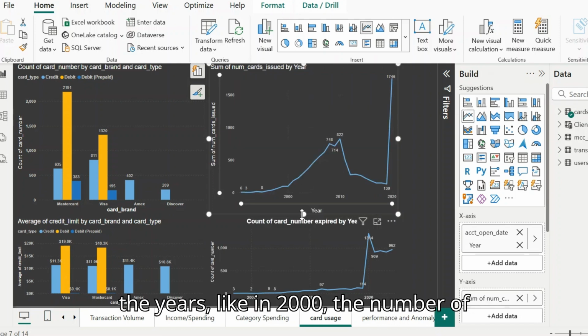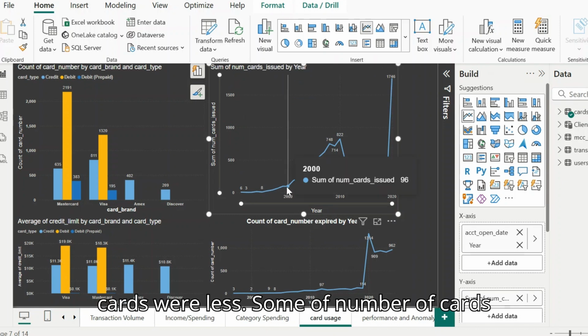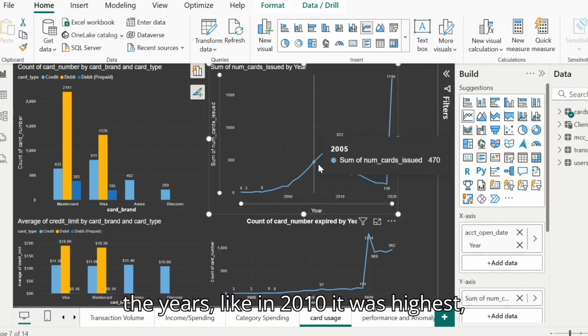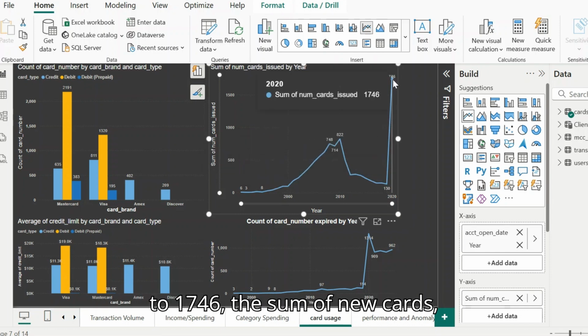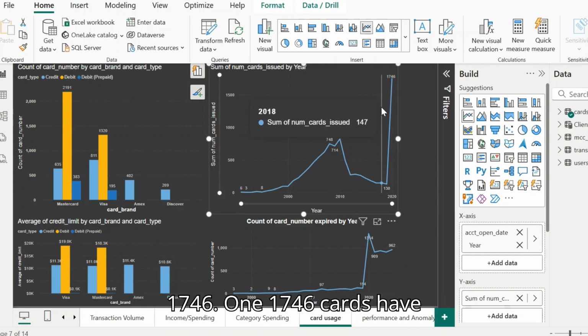We can analyze that over the years. Like in 2000, the number of cards issued was lower. Then over the years, in 2010 it was highest, then it dropped further, and in 2020 it peaked to 1746. The sum of new cards, the number of cards issued in 2020, was 1746. 1746 cards have been issued in 2020.